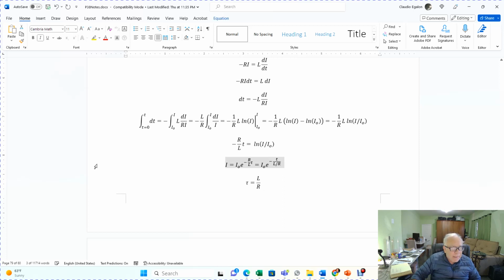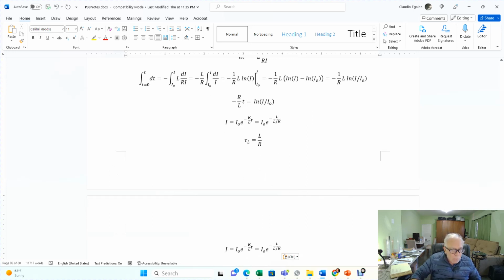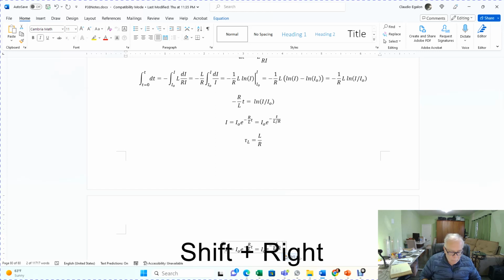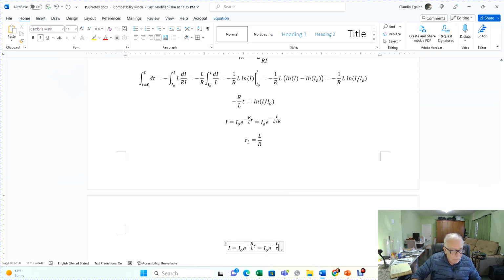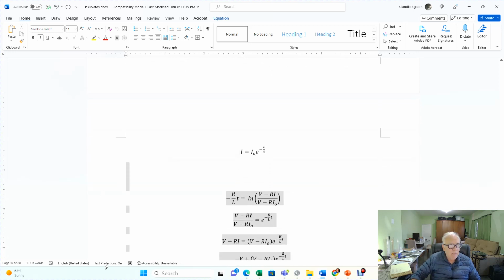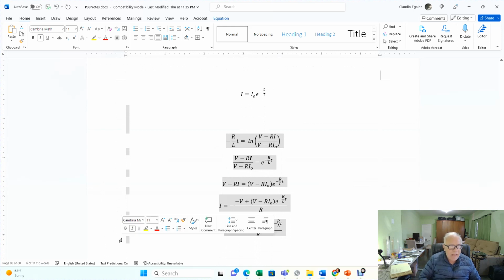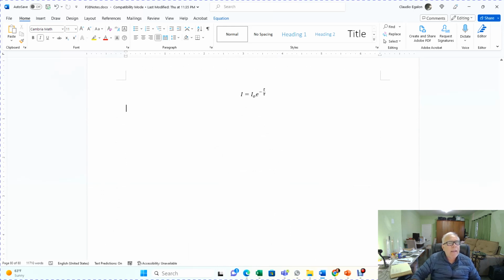And we can rewrite that tau sub L, right? Let's write that down, tau sub L, since we have a similar tau for the capacitor. And we can erase all of that. Just like before, you can get the V sub R and V sub L while the inductor is discharging.